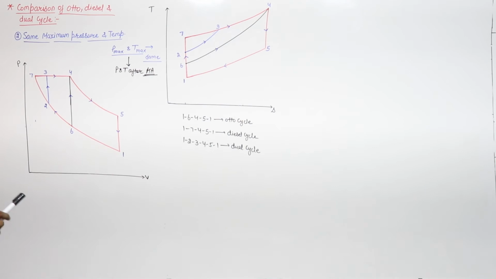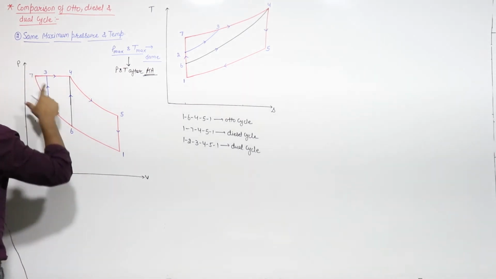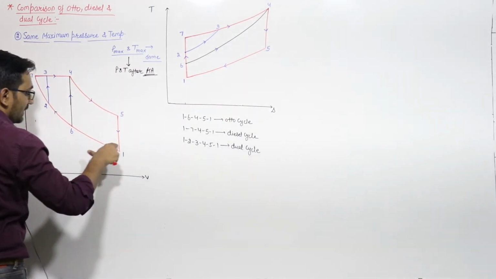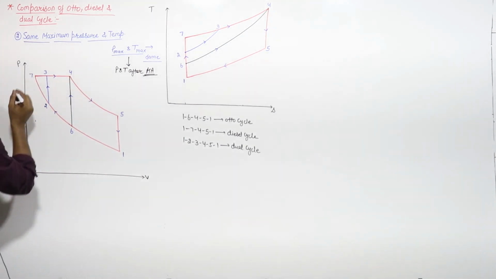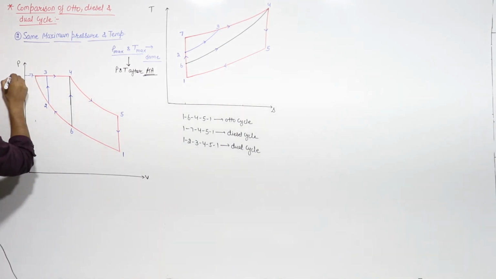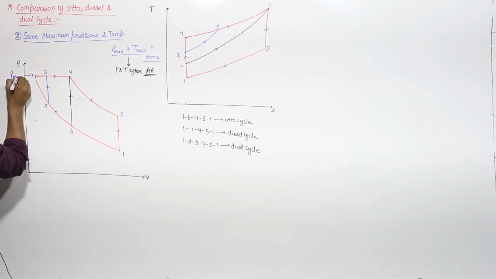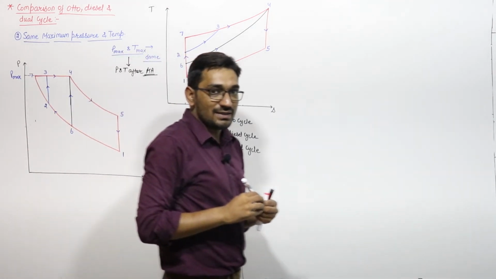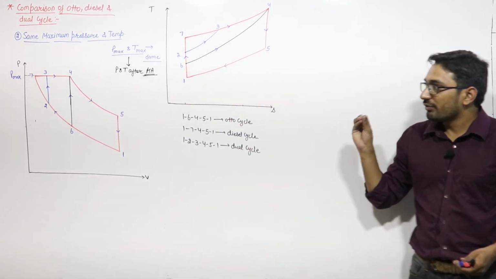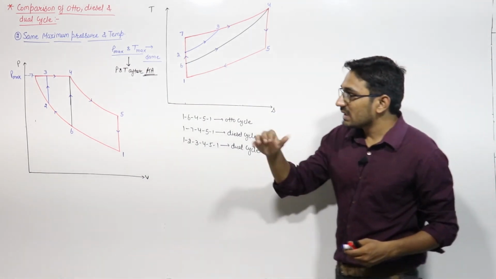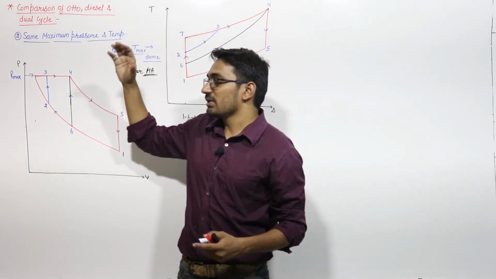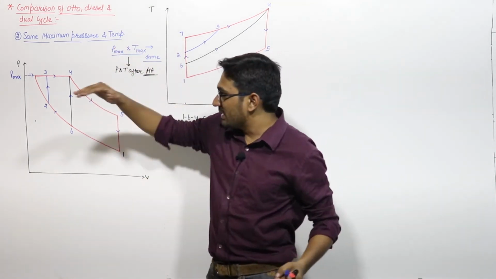Now, how to draw the graph? First of all, let us draw the diesel cycle. So let us see this 1, 7, 4, 5. This is the diesel cycle. And this is the maximum pressure for the diesel cycle, and this pressure will be the pressure of all the three cycles, right?